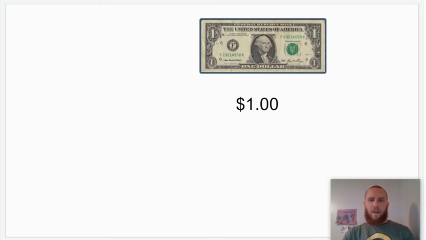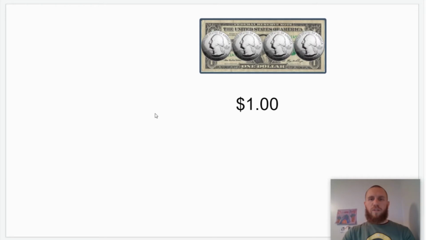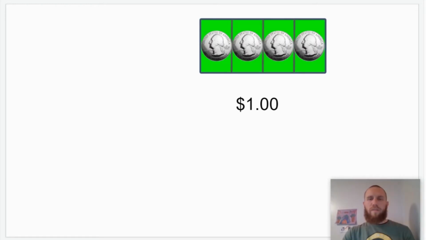Now, speaking of a dollar, I want to talk about a dollar because when we have a dollar and we divide it into fourths, it is divided into quarters, right? 1, 2, 3, 4 quarters make up 1 whole dollar. So what we have here is 4 quarters, but when you look at it as fractions or decimals, you can see how it changes.